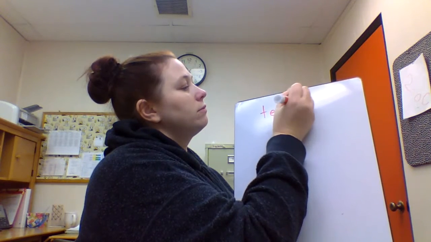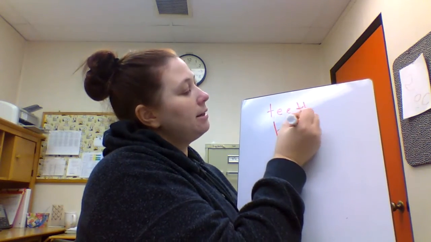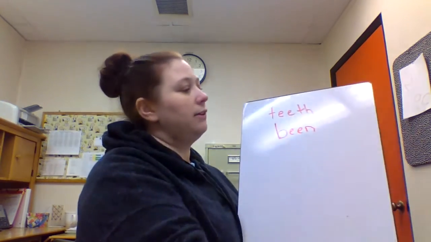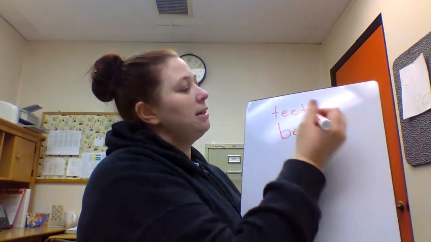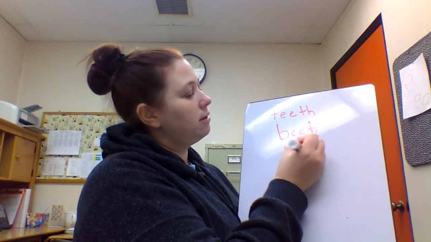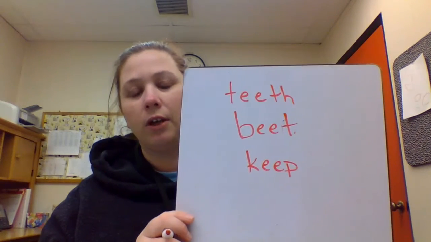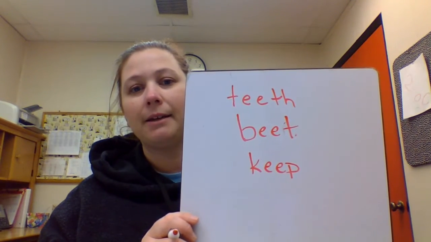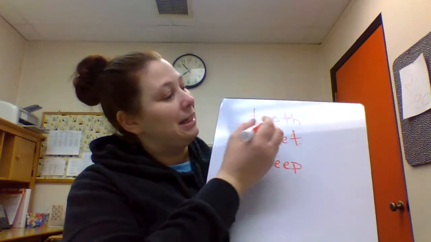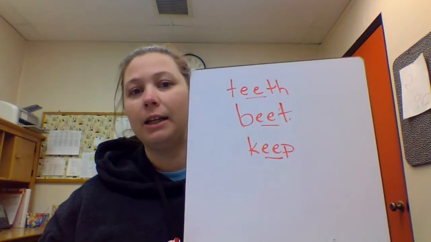All right. Next, we are going to learn a new digraph. Let's look at these words. Teeth, beat, keep. What digraph are we noticing in all of these? Teeth, beat, keep. E-E, right? When we have this digraph, we underline it, E-E.